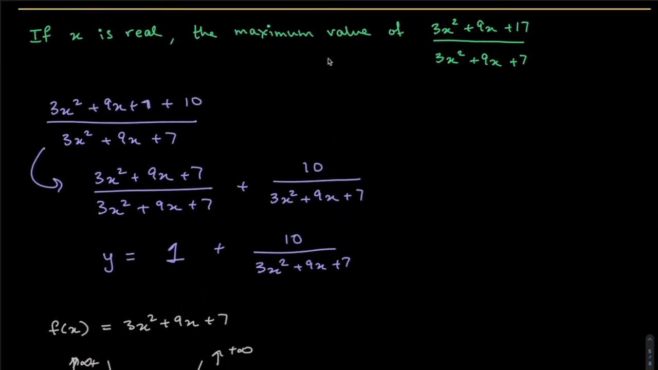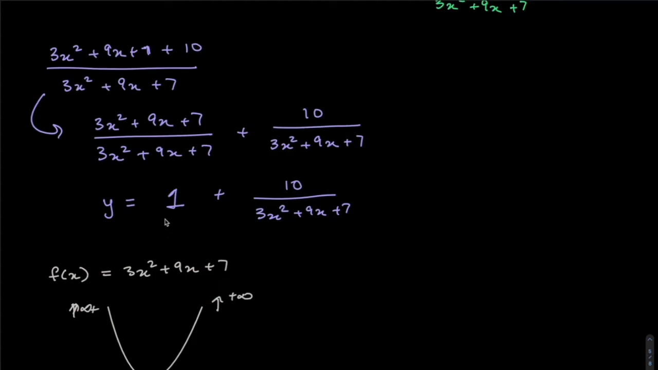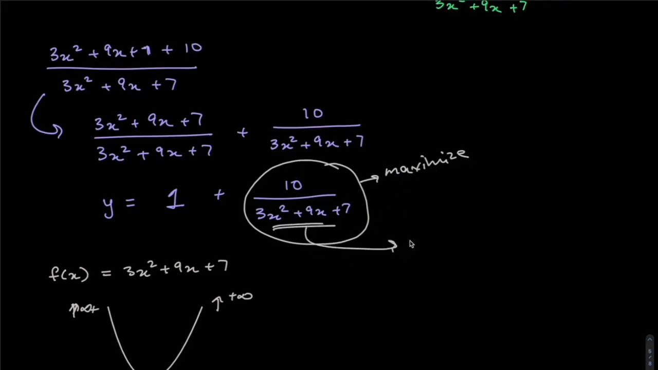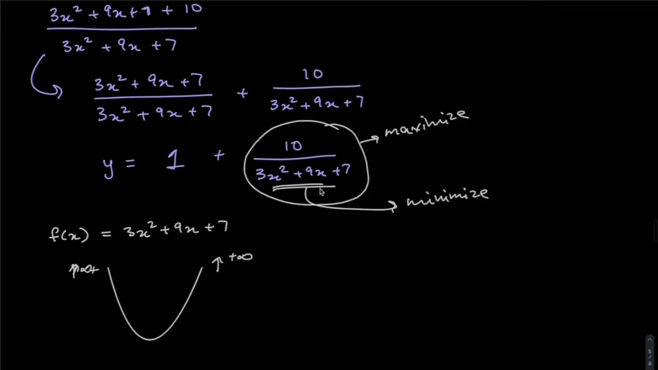And we want the maximum value. So to get the maximum value, this is a constant, so this isn't going to change. To get the maximum value, we need this to be maximized. We have to maximize this. And if you want to maximize this, we have to minimize the denominator. And the only way we can minimize the denominator is by finding the minimum value.